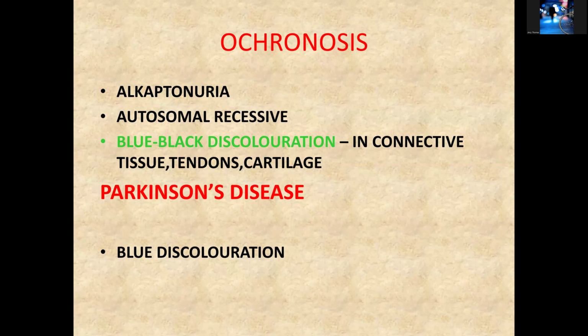Alkaptonuria, here it is an autosomal recessive disorder. It causes a blue-black discoloration in the connective tissue, tendons, as well as cartilages. In patients with Parkinsonism, the medication they are using can cause a bluish discoloration in teeth.